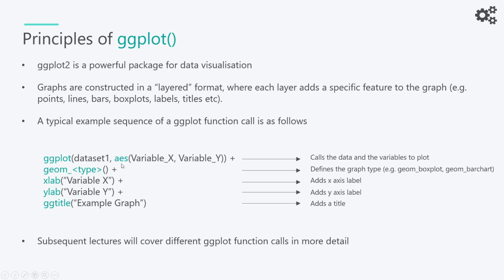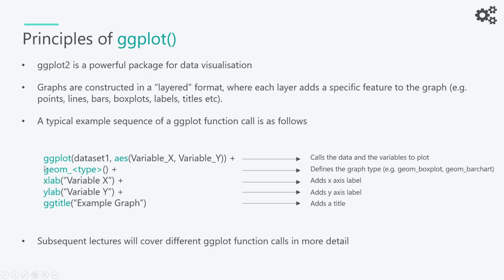And essentially I'm going to talk about this AES function call in the next slides because it is quite important, but essentially all it's doing is saying which variables in my data, which columns in my data set do I want to use for my x, y or z axes. Okay, so that's the first layer typically in a ggplot function call.